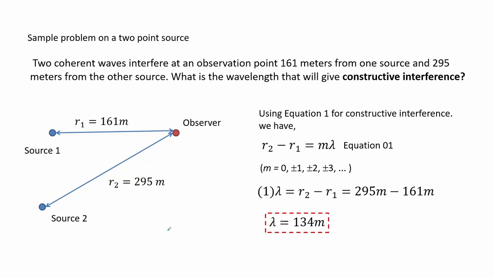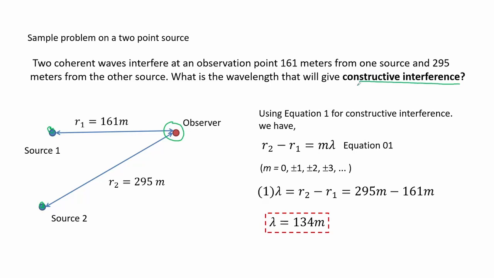Here we have a sample problem on double slits. Two coherent waves interfere at an observation point 161 meters from one source and 295 meters from the other source. What is the wavelength that will give constructive interference?